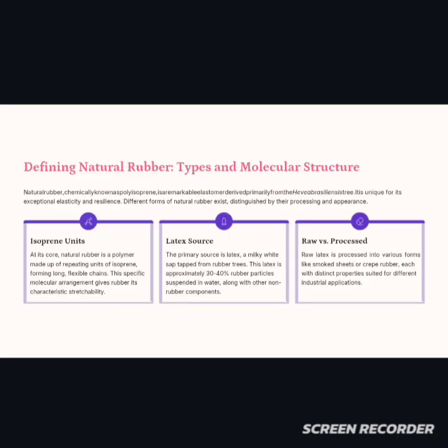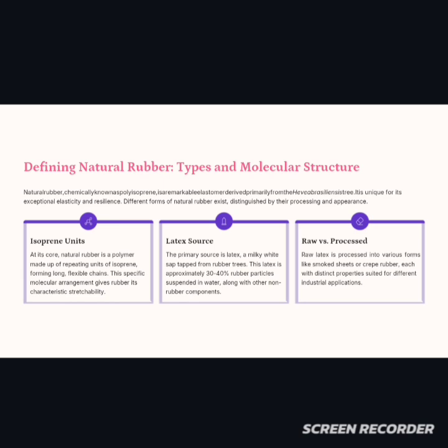Defining natural rubber: types of molecular structure. Natural rubber is chemically known as polyisoprene. These are marketable elastomers derived primarily from the Hevea brasiliensis tree. It is unique for its exceptional elasticity and resilience. Different forms of natural rubber exist, distinguished by their processing and appearance. There are three aspects: isoprene units, latex source, raw versus processed.